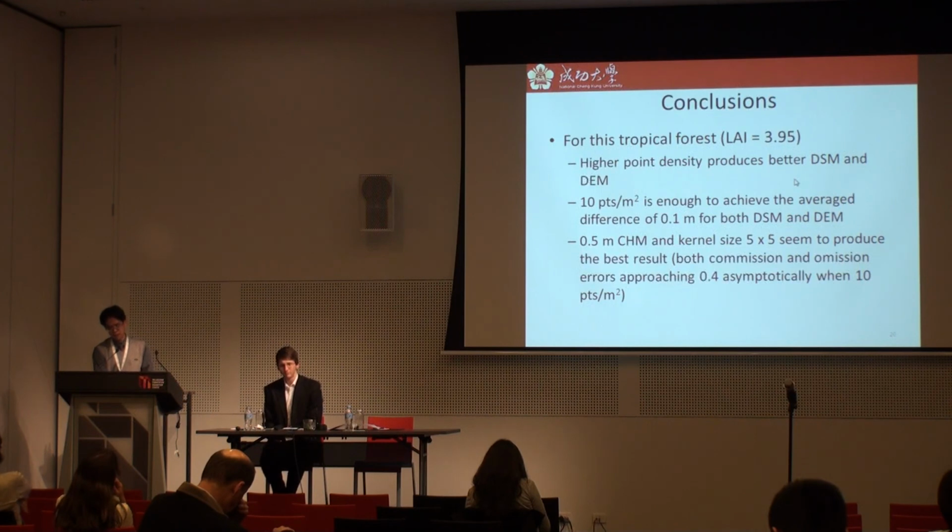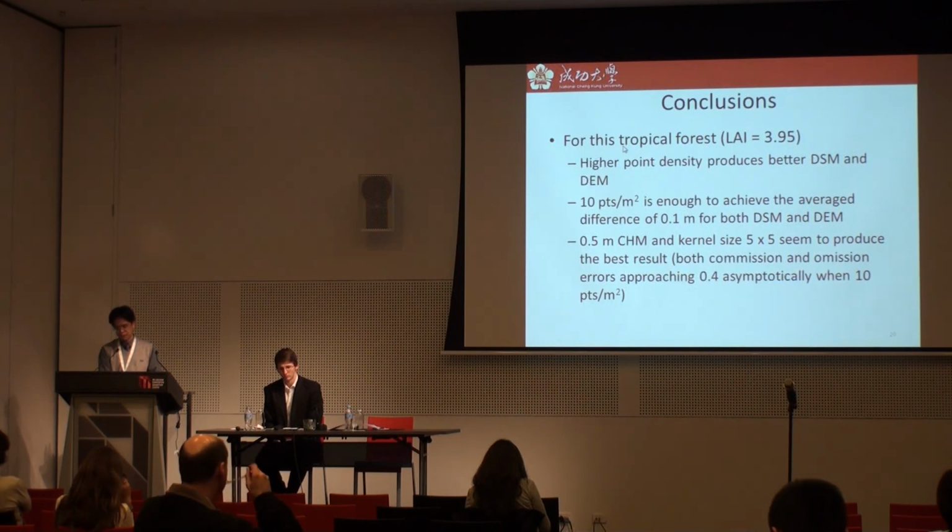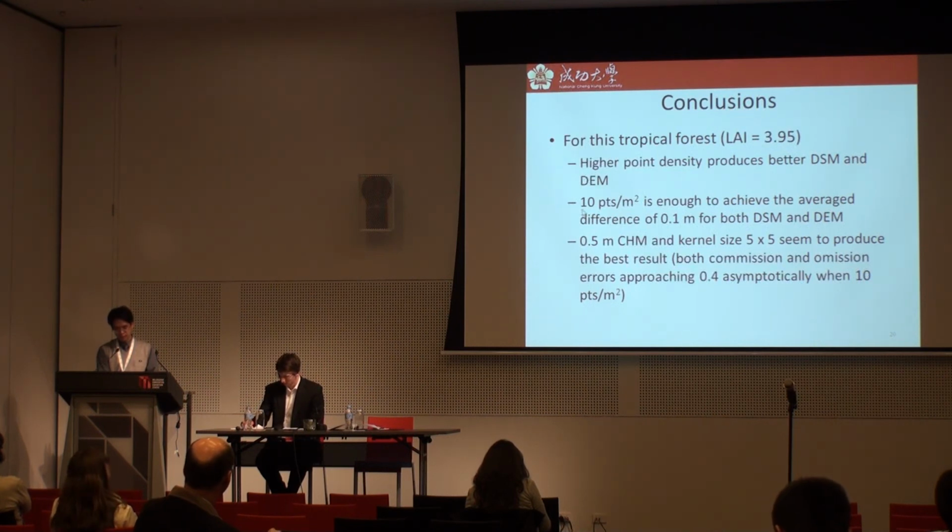So our conclusion is that for this subtropical forest, I'm sorry for the typo, with the LAI being 3.95, higher point density produces better DSM and DEM. That's for sure. And we found that the point density of 10 points per meter squared is enough to achieve the average difference of 0.1 meter for both DSM and DEM.